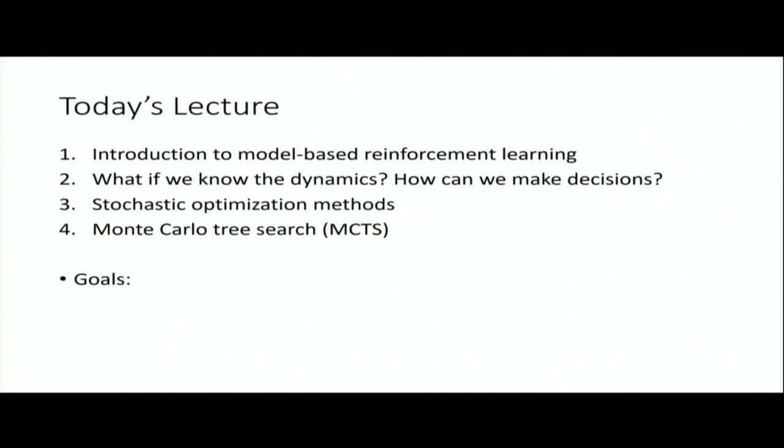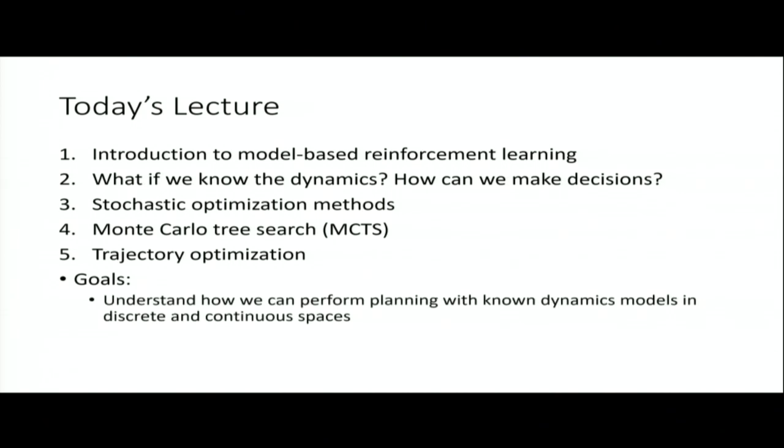We'll talk about some stochastic optimization methods, including a cross-entropy method. Then we'll cover a discrete search algorithm called Monte Carlo tree search that's quite popular in the deep RL literature. And then we'll talk about continuous trajectory optimization. So roughly in order, the stochastic optimization methods are applicable to a wide range of different problems, but they're not particularly scalable. MCTS is really intended for settings where you have discrete actions, and trajectory optimization is for continuous actions and smooth problems. So the goals for today will be to understand how we can perform planning with known dynamics models in discrete and continuous spaces. And then in later lectures, we'll talk about where we actually get those dynamics models in practice.